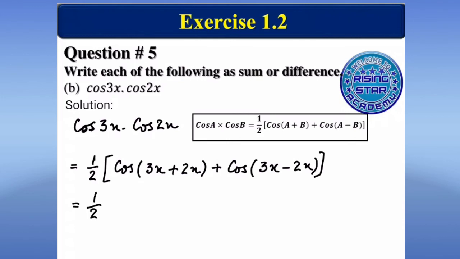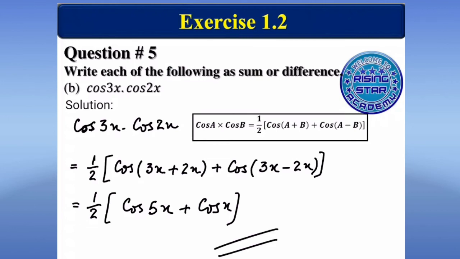So cos of 3x plus 2x would become 5x, and 3x minus 2x would be only x. So that would be our final answer. Now move to the next part.